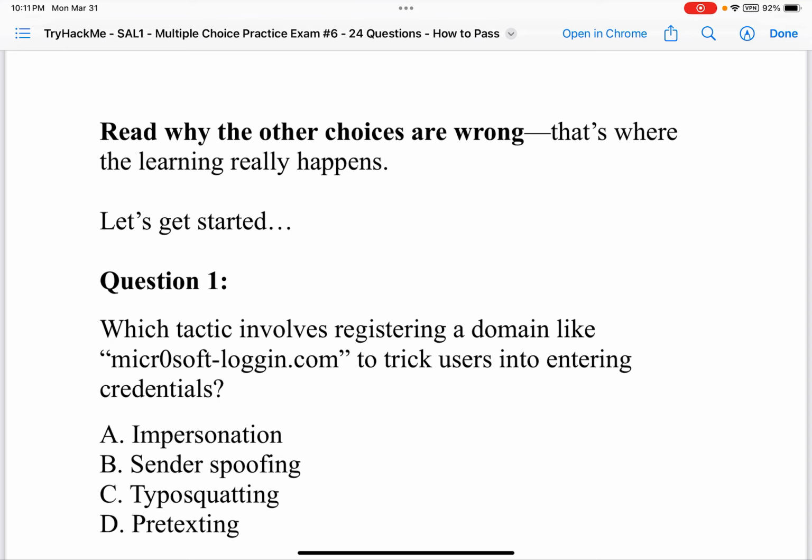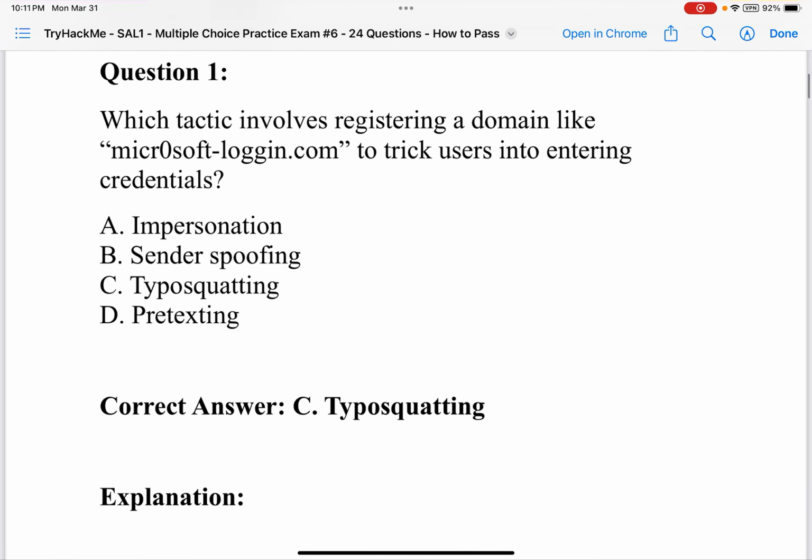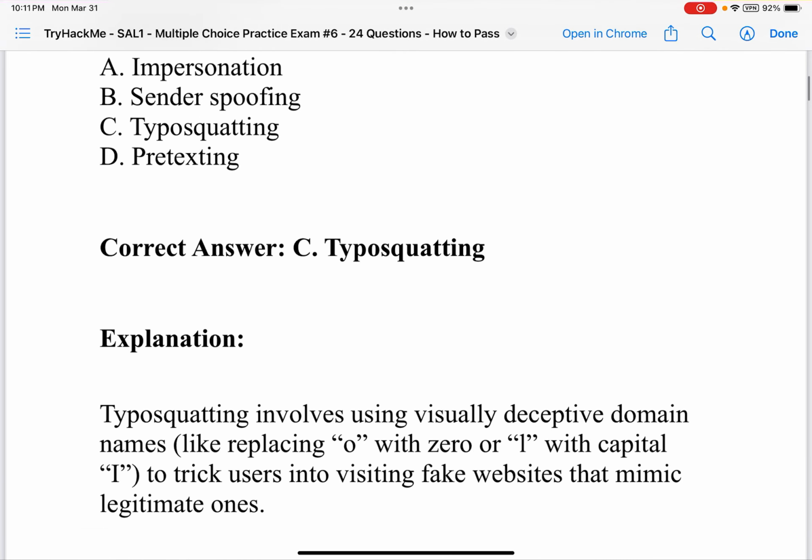A. Impersonation. B. Sender spoofing. C. Typosquatting. Or D. Pretexting. The correct answer is C. Typosquatting. Explanation. Typosquatting involves using visually deceptive domain names, like replacing the letter O with 0 or the letter L with a capital letter I, to trick users into visiting fake websites that mimic legitimate ones.